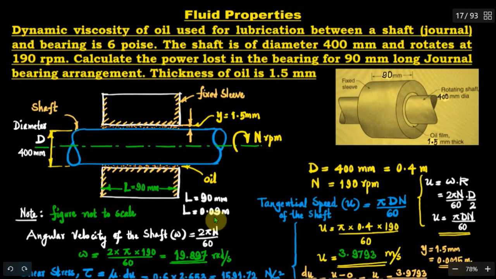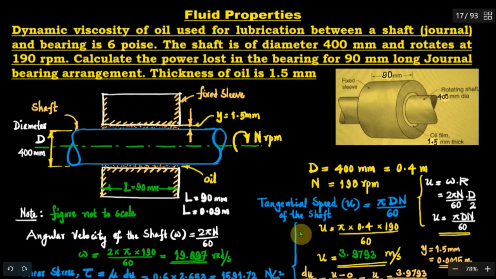If the rotational speed in rpm is given, you can find out the angular velocity of the shaft. Angular velocity omega, you know, is equal to 2 pi n by 60. So omega is equal to 2 pi into 190 rpm divided by 60. So you will get angular velocity omega as 19.897 radian per second. The diameter of the shaft is 400 mm, that is 0.4 meter, and the rotational speed n is 190 rpm.